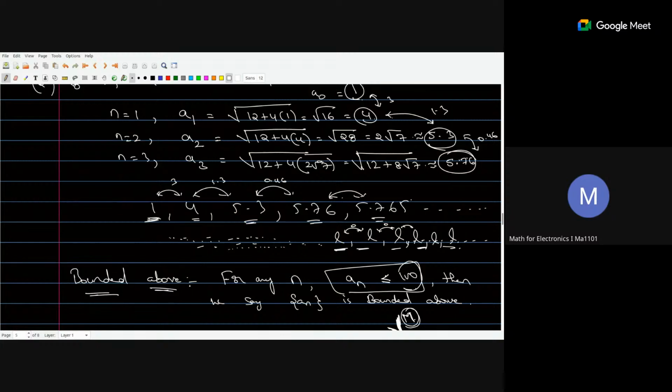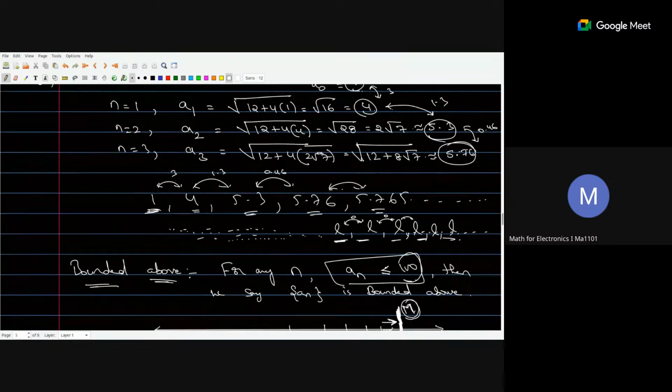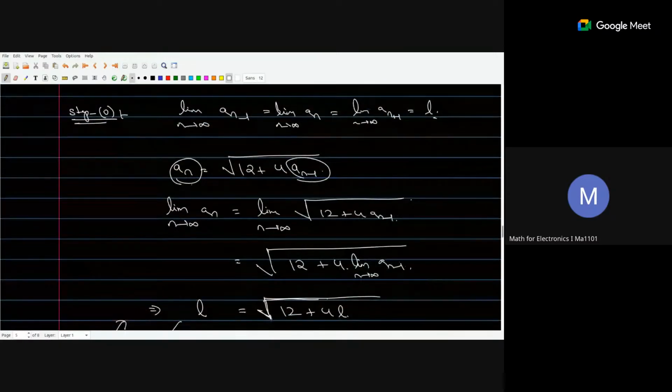Then I am pretty much sure that the limit exists. If the limit exists, after some terms, all other terms will be very close to this L. So I can simply use this: limit as n tends to infinity, a_{n-1} equals a_n equals limit as n tends to infinity, a_{n+1}, which will be equal to L. So I can use this by the monotone convergence theorem, then just substitute that L here and get the answers.